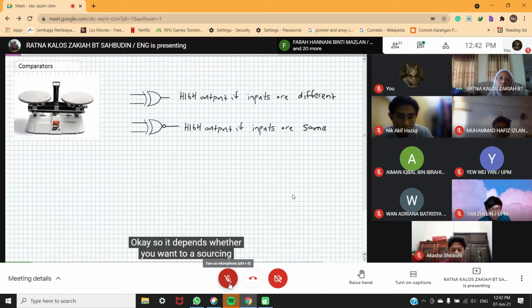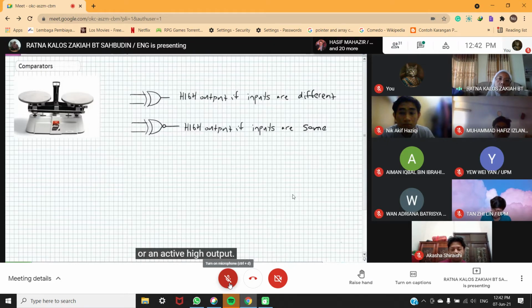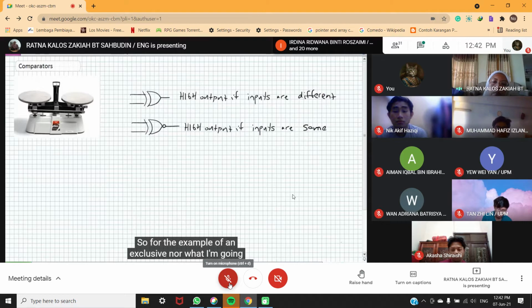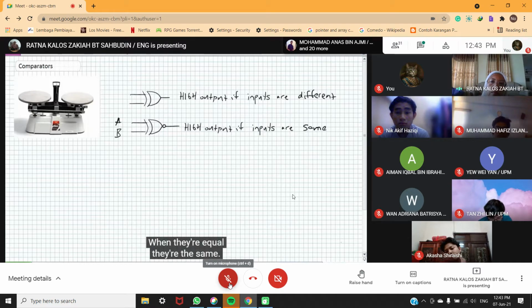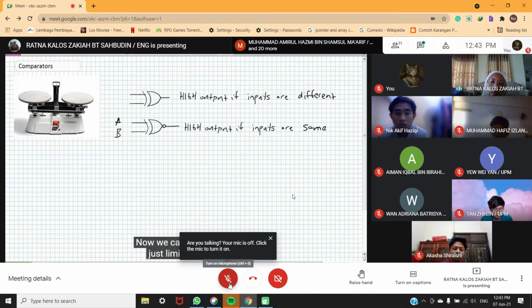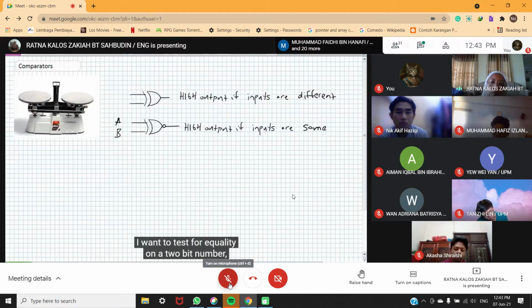Okay, so it depends whether you want a sourcing or a sinking output, either an active low or an active high output. So for the example of an exclusive NOR, I'm just going to put number A on there and number B on there. When they're equal, they're the same, so we'll output a high if A and B are the same. Now, we can't necessarily just limit ourselves to 1-bit numbers. I want to test for equality on a 2-bit number, 3-bit number, 4-bit number, and so on. Think about equality if everything is the same. So you're going to test every single bit position from the LSB all the way to the MSB. And if all of them are the same, the whole numbers are equal.